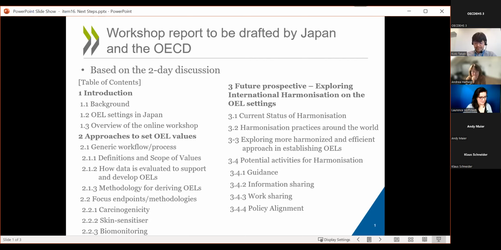Some possible options and ideas were provided by the experts today, so I will summarize your input into these sections. And also, we'll move on to the potential activities for harmonization and possible contributions by the OECD, like providing a guidance document or facilitating information sharing, and even work sharing could be facilitated by us. Policy alignment would be a more challenging section, but we could address it partly as well.